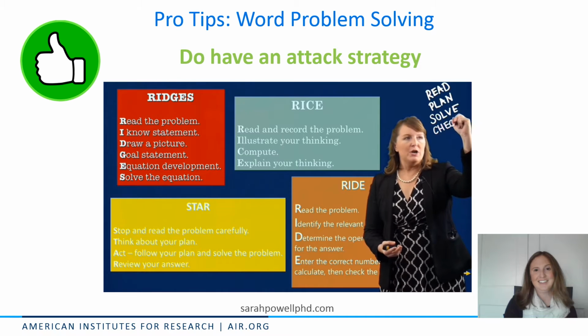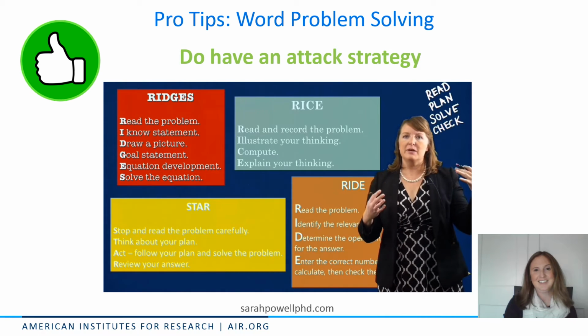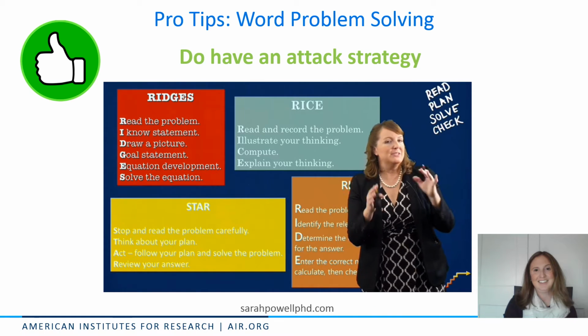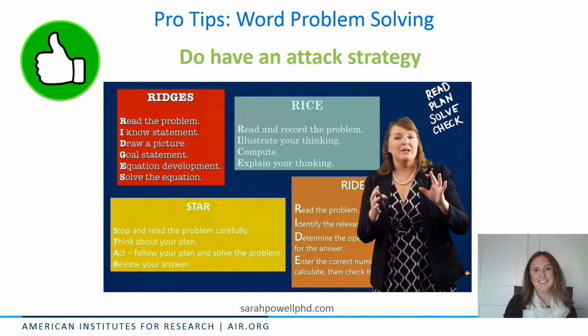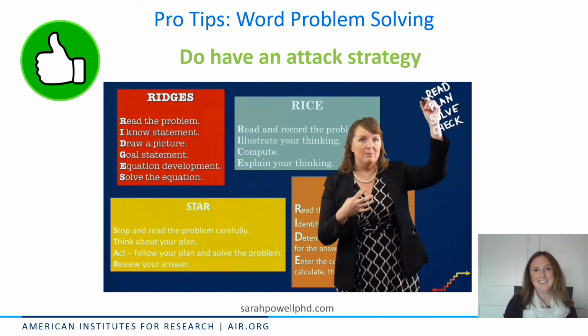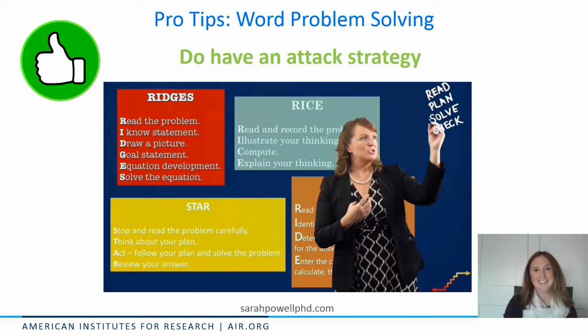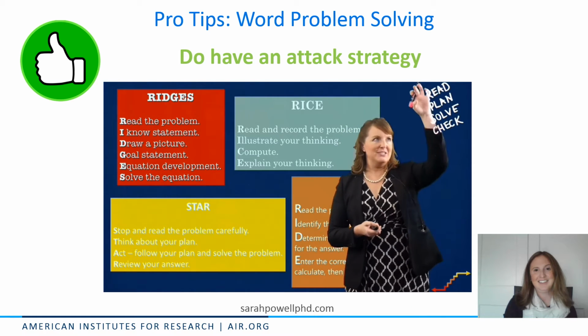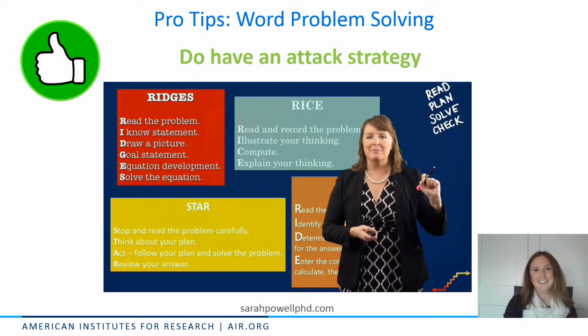So any good attack strategy includes these components, and it might include a few more components, and that's okay, but you really want it to help students set up and solve the problem correctly by reading, making a plan, solving, and checking their work. So let's look at a few other attack strategies and see if they include these components.